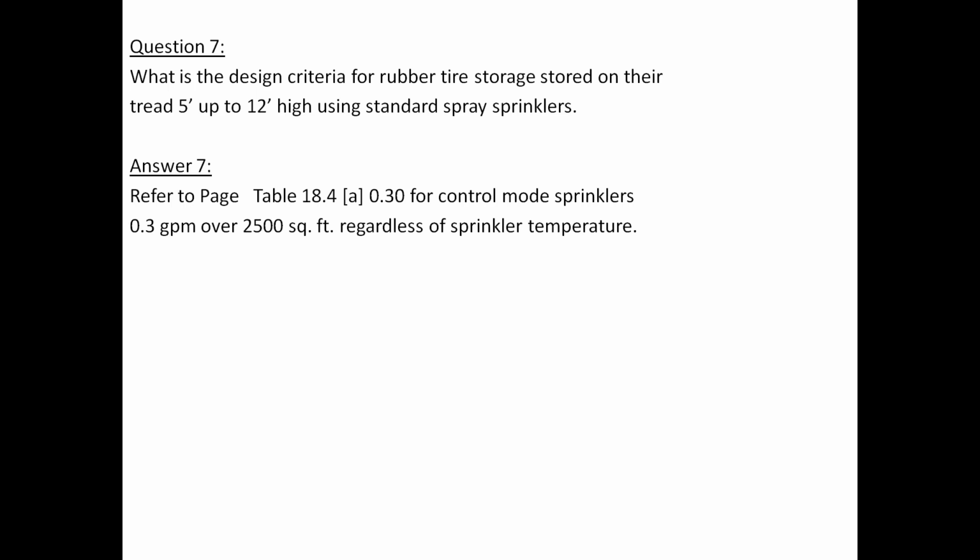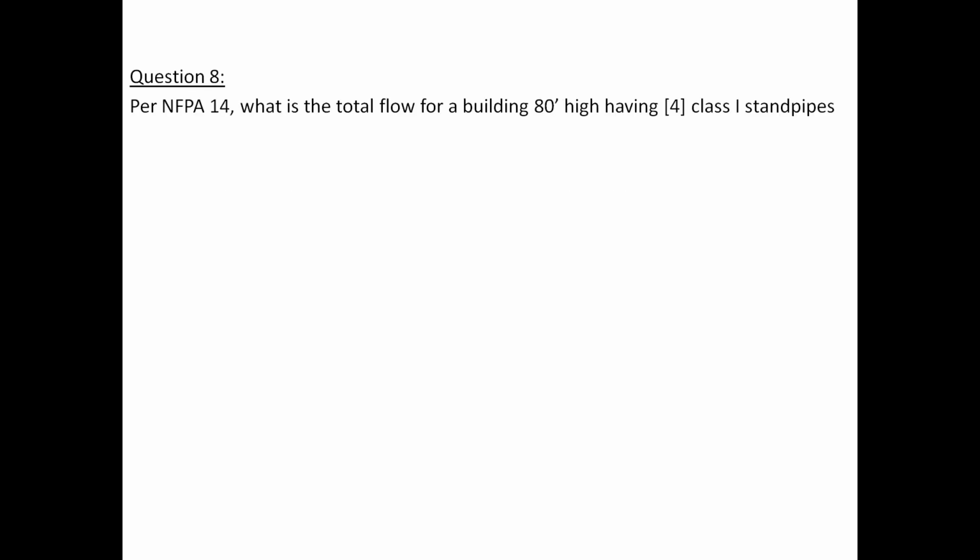Question 7. What is the design criteria for rubber tire storage stored on their tread 5 up to 12 feet high using standard spray sprinklers? The answer to question number 7. Refer to table 18.4a. 0.3 for control mode sprinklers, 0.3 GPM over 2,500 square feet, regardless of the sprinkler temperature.